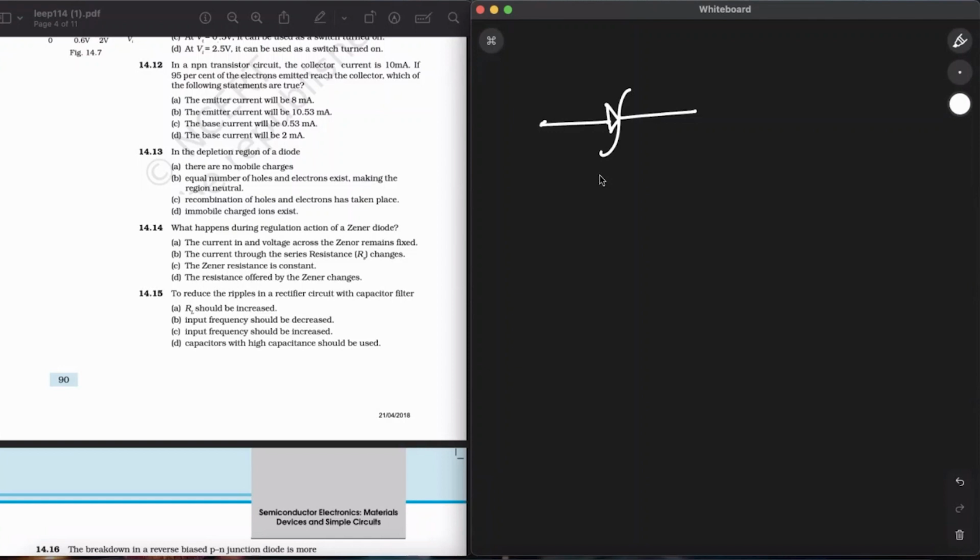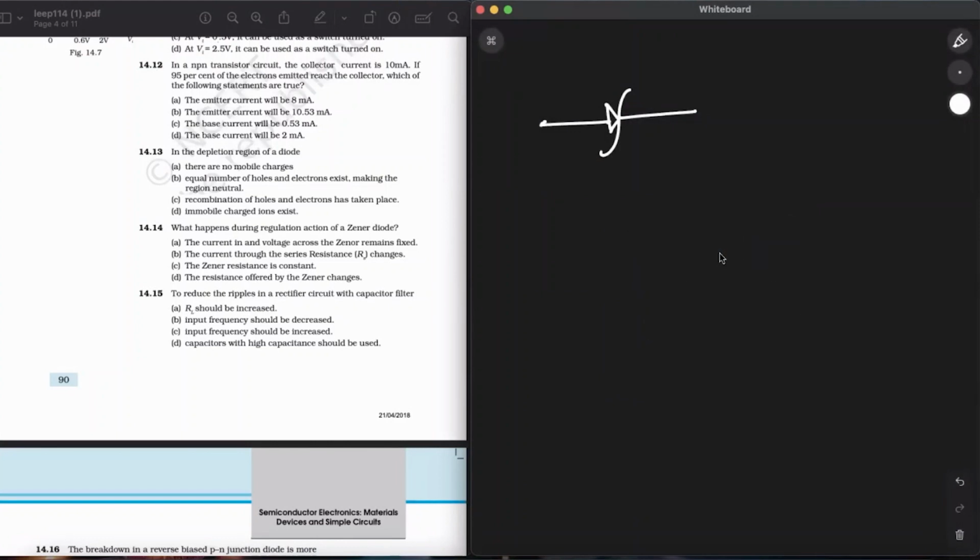Okay, first of all, this is an important one. A Zener diode, when in the reverse bias condition, will offer a constant voltage drop across its terminals as unregulated voltage. During the regulation action of a Zener diode, the current through the series resistance RS will change, and the resistance offered by the Zener also changes. So the current through the Zener changes, but the voltage across the Zener remains the same. So option B and option D are correct for this.